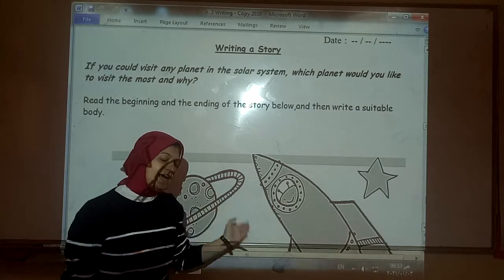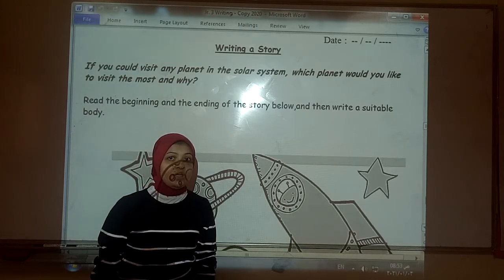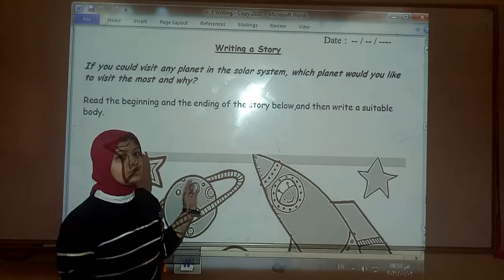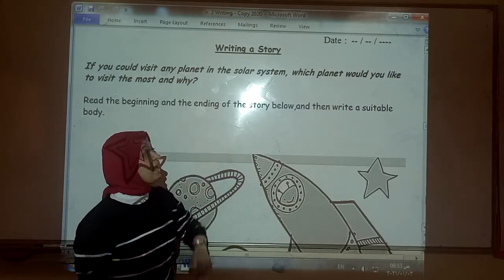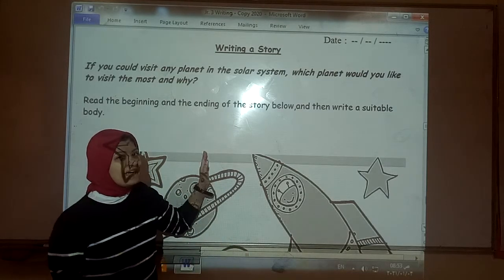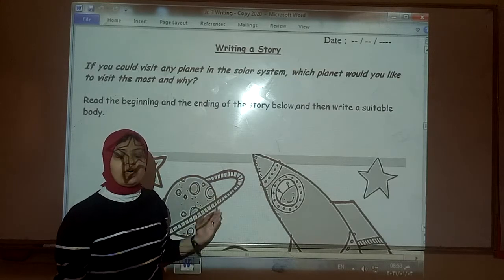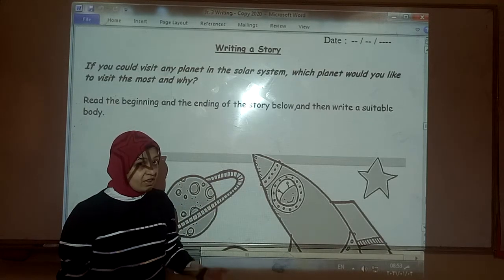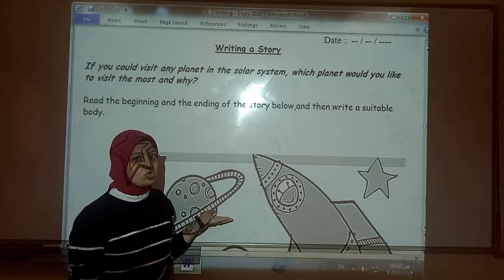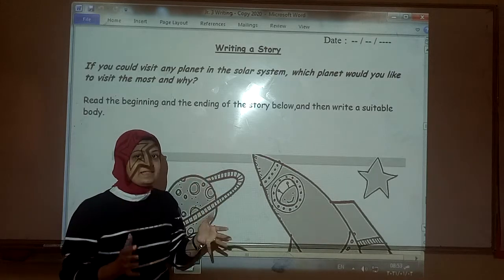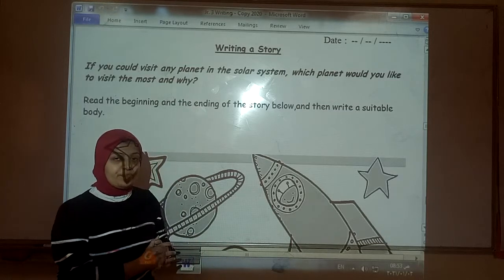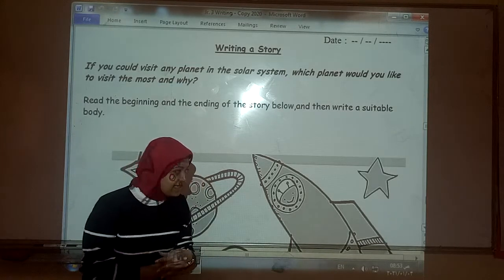So, as a beginning for writing the story, here we have a story about going to space, visiting a planet. And he gave us the beginning and the ending that we are going to read together. Then we are going to start giving this story a title and a body, the main things that we have done in our trip to space. Let's see.